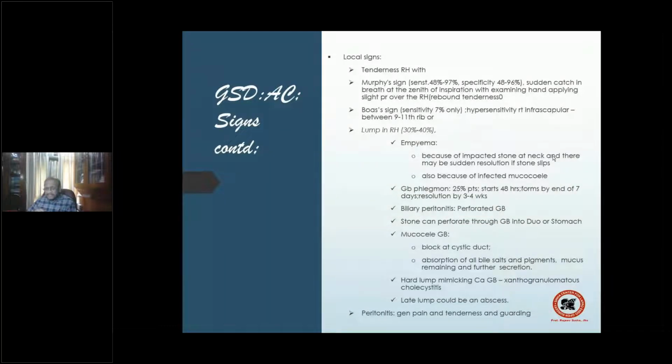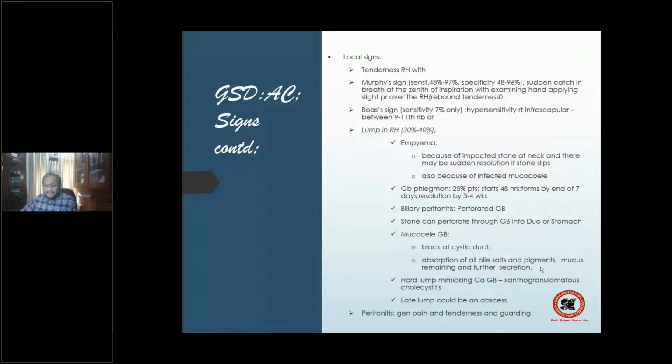Biliary peritonitis, you have a generalized tenderness and guarding of the whole of the abdomen. A stone can perforate the gallbladder into the duodenum or stomach, giving rise later on to paralytic ileus, which is known as gallstone ileus. You can have a mucocele of the gallbladder, again a block at the cystic duct with non-infected bile, and because absorption of bile salts and pigments occurs, only mucus remains, and that's why you get a clear, transparent fluid.